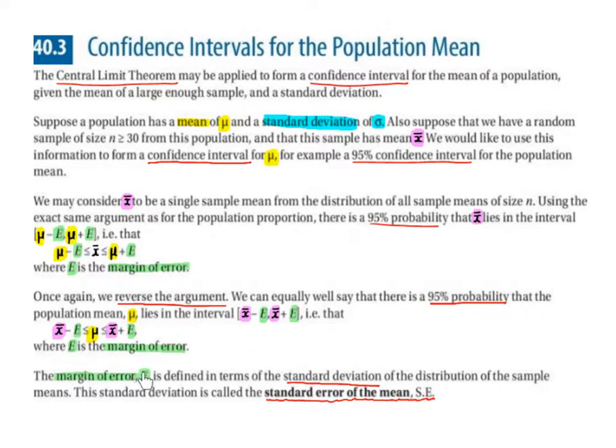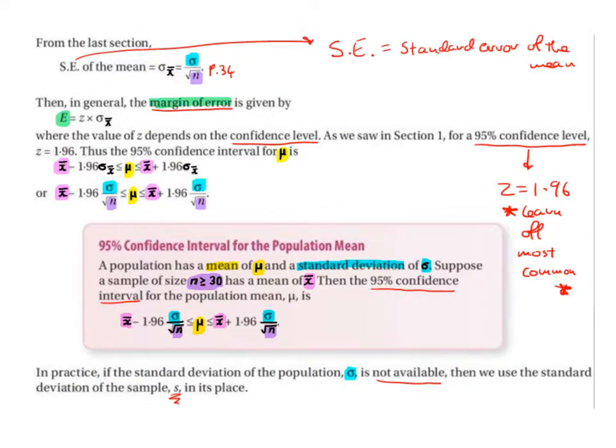The margin of error e is defined in terms of the standard deviation of the distribution of the sample means. This standard deviation is called the standard error of the mean, SE. From the last section, the standard error of the mean is equal to the standard deviation divided by the square root of n. And this is on page 34 of our formula book. Then, in general, the margin of error is given by E equal to Z multiplied by the standard error of the mean.